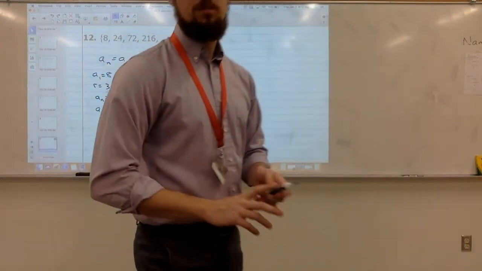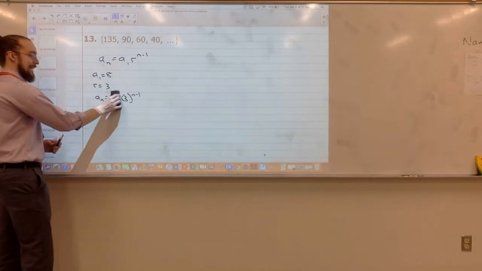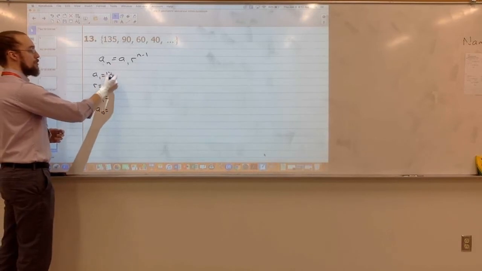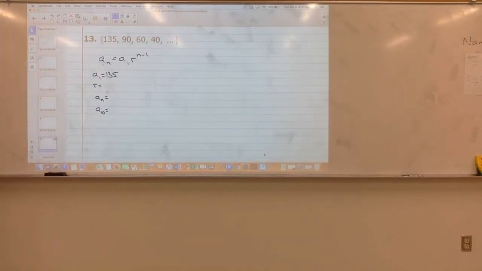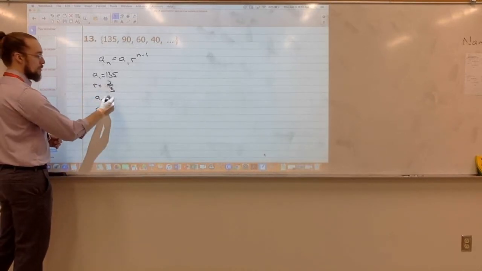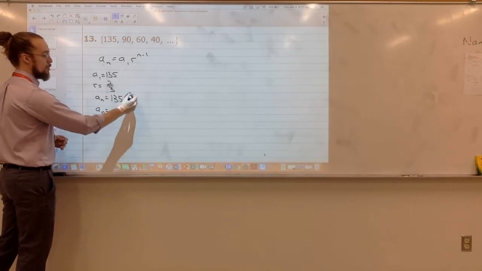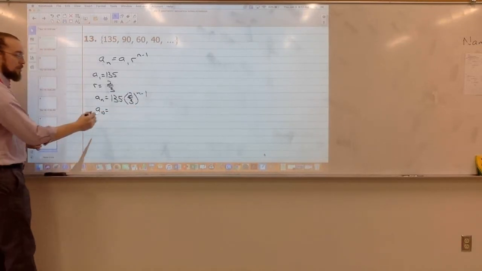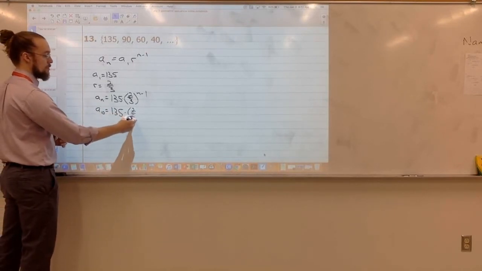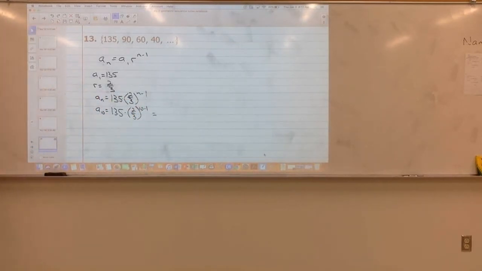Number 13. So here we are decreasing. So my common ratio is going to be less than 1. Let's see, what is it? 2/3. So my rule is 135 times 2/3 to the n minus 1 power. So then if I want the 10th term, 135 times 2/3 to the 10 minus 1 power gets me what?